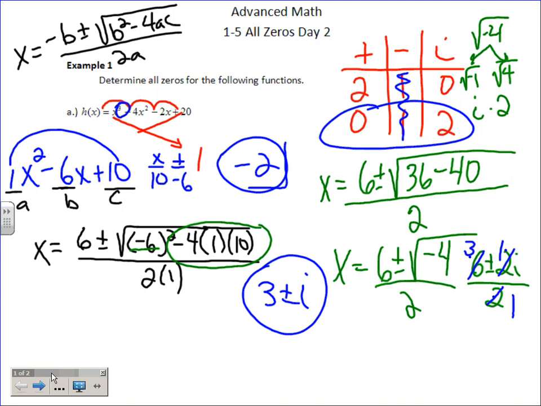And the reason I know these are all zeros is there's no x in them, right? There's no x minus this or x plus that. Those are zeros. If you have x minus something or x plus something, that's a factor. Okay? There's a difference there. Any questions on that one?